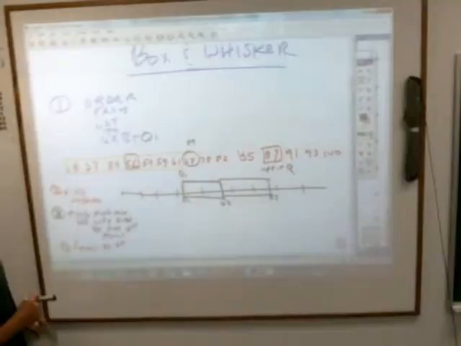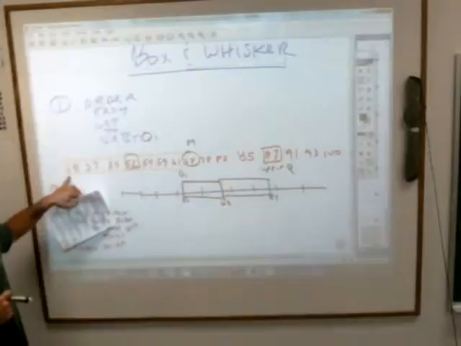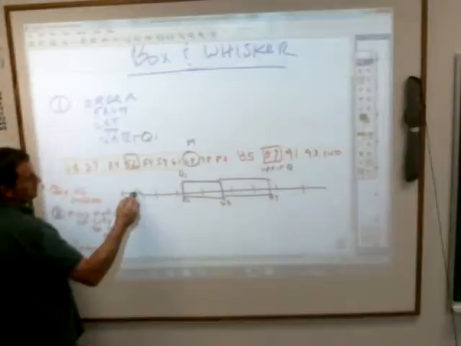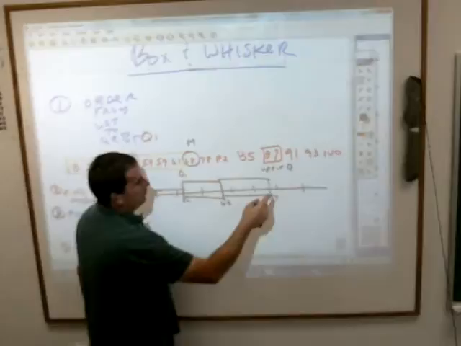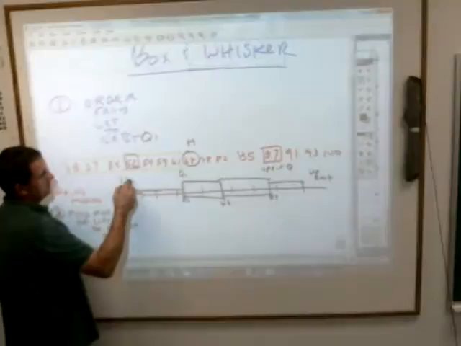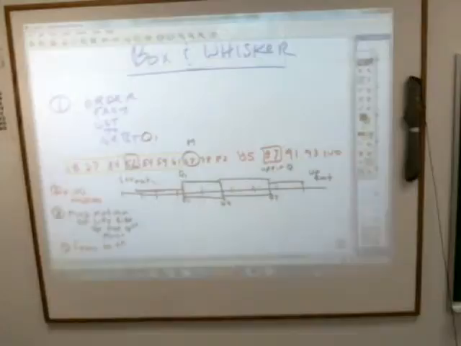And then where do you suppose the extremes come from? It's pretty simple after that, because you just take the lowest number, that's going to make your whisker on this side, which is 18. At 18, right about here, you just put a little dot, make your whisker. And at 100, you put a little dot, make your whisker going that way. This is the upper extreme, and this is the lower extreme. And there is your box and whisker plot.